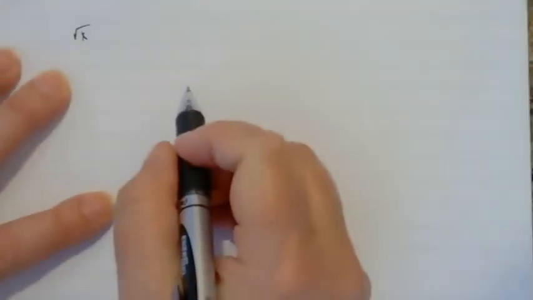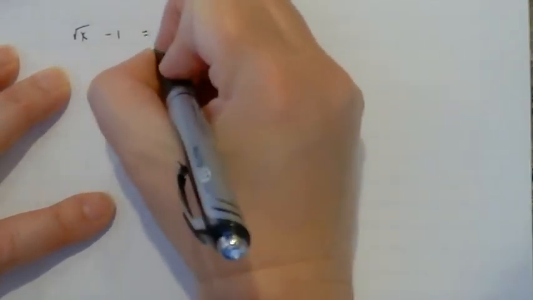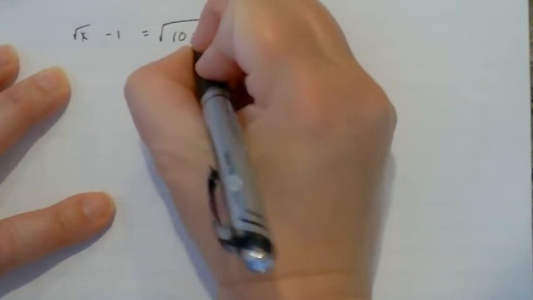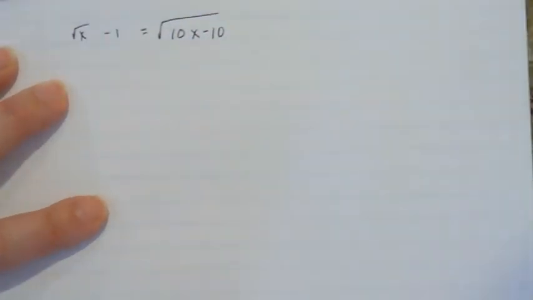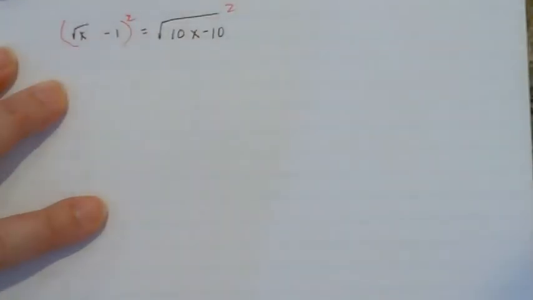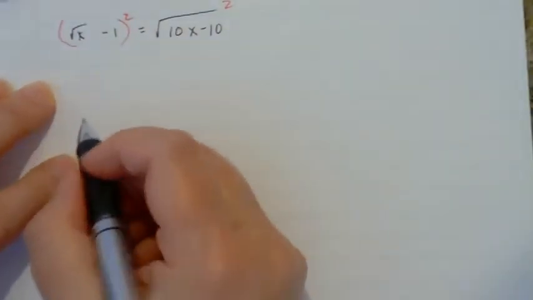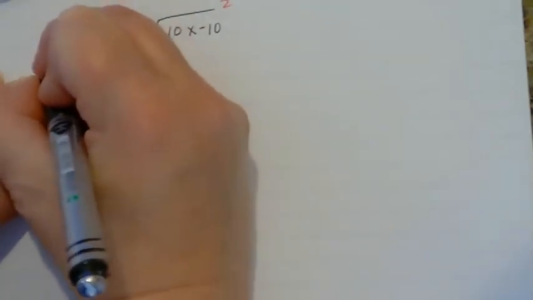Let's do one more problem like this. Let's do this one. The square root of x subtract 1 equals the square root of 10x minus 10. So I'm going to start by squaring both sides. And remember, when there's a minus or a plus, we have to put it in parentheses and write it out twice.